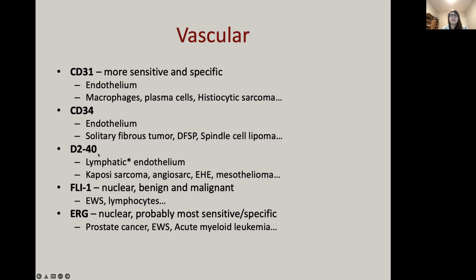D240 is also going to be cytoplasmic, but it's going to be more directing you towards a lymphatic differentiation. But as you know, it can be present in many other things like meso, right? Your nuclear markers are going to be FLI1 and ERG. So I quite like ERG. My two go-tos for true vascular differentiation are basically CD31 and ERG. But know that none of these are 100% specific. So everything should always be taken in context.